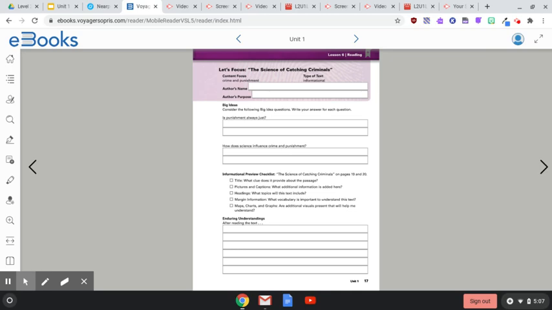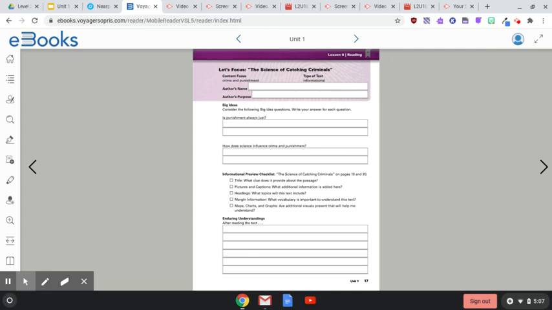The author's purpose is the reason he or she wrote the text. Authors write for different purposes. They write to entertain, to persuade, or to inform or teach. Knowing an author's purpose can help a reader better understand a text. Holes was written to entertain us. The Science of Catching Criminals was written to inform or to teach.